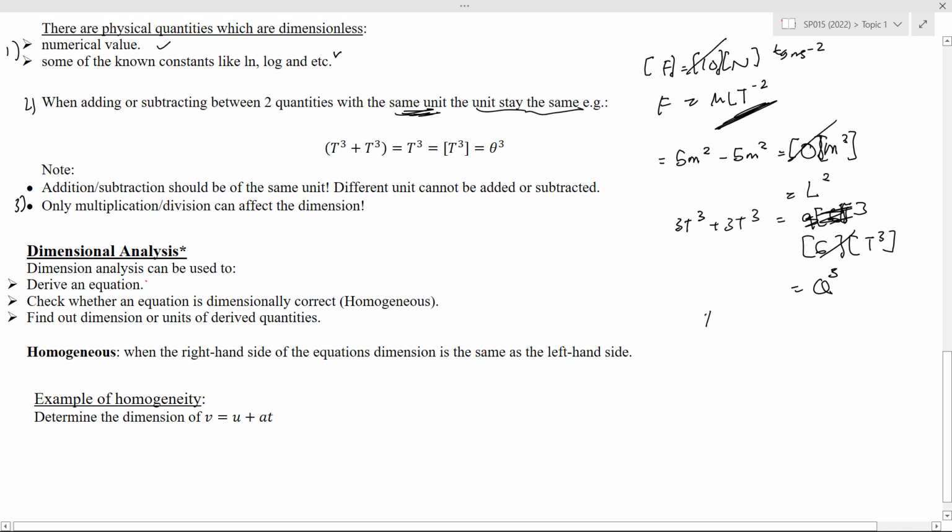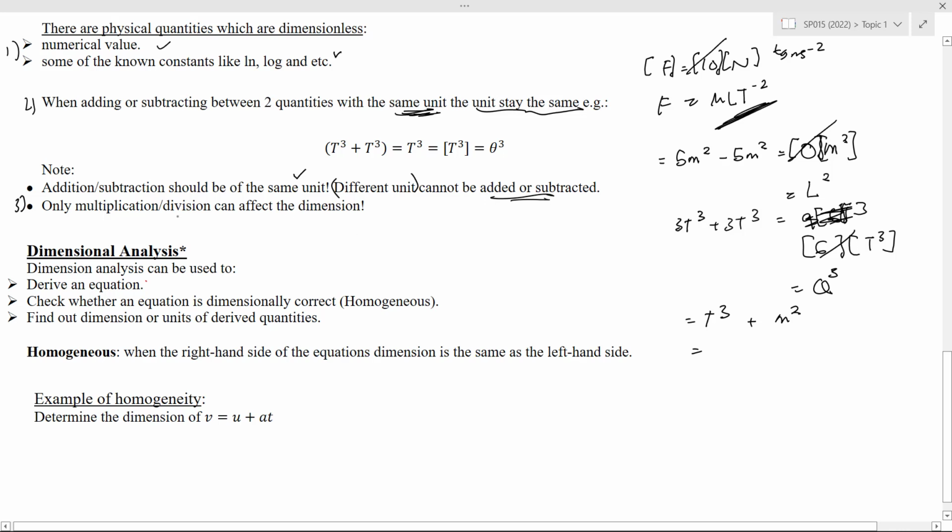If you buat T cube tambah M square, tak boleh buat simplified macam ni because these are different units. So, addition or subtraction should be of the same unit only. Different unit cannot be added or subtracted. Please note itu. Okay. Right.